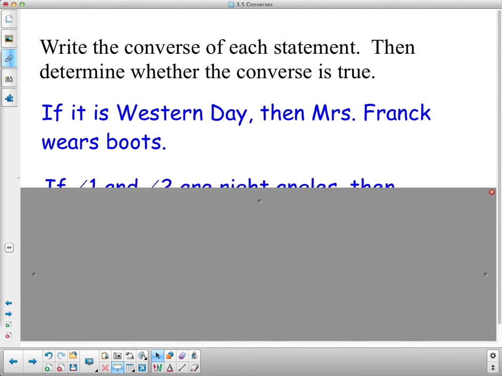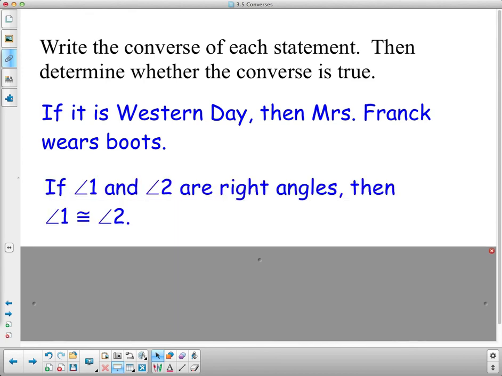Okay. All right, next one, more math related. If angle 1 and angle 2 are right angles, then angle 1 is congruent to angle 2. First, think what would the converse be? Holden Hartman, what's the converse? Switch the hypothesis and conclusion. If angle 1's congruent to angle 2, then they're right angles. Okay? Now think about that statement.